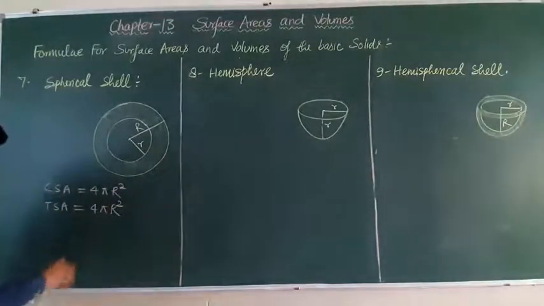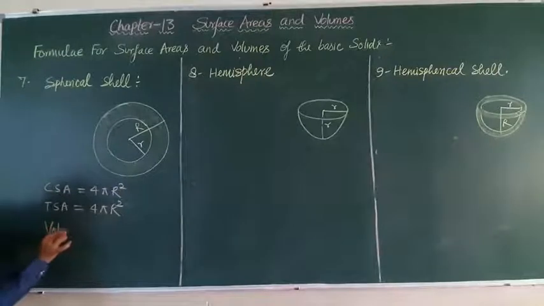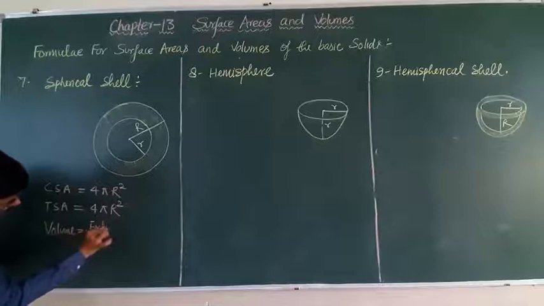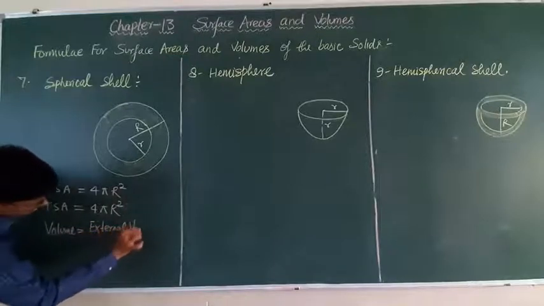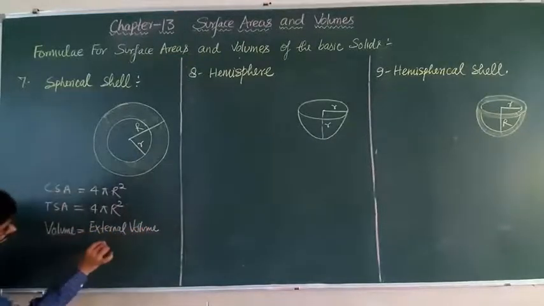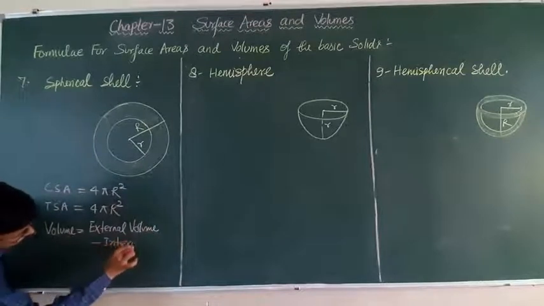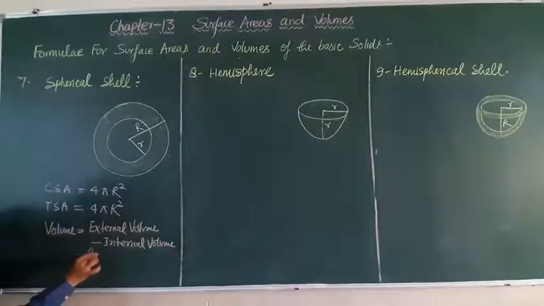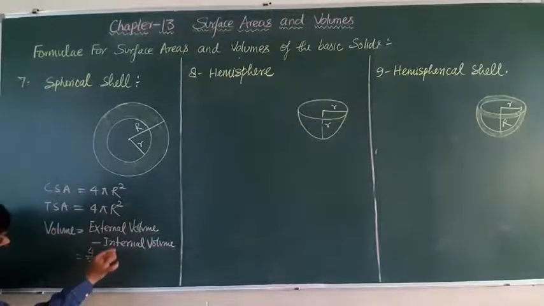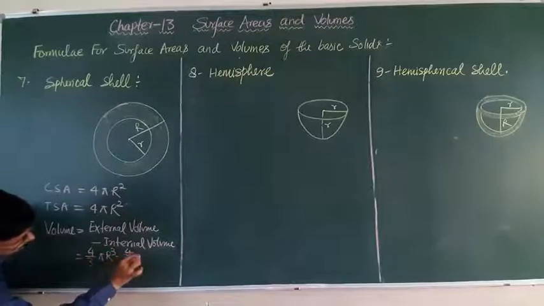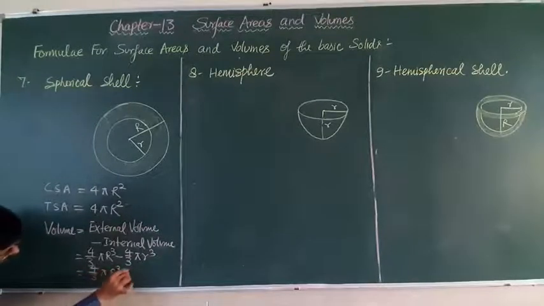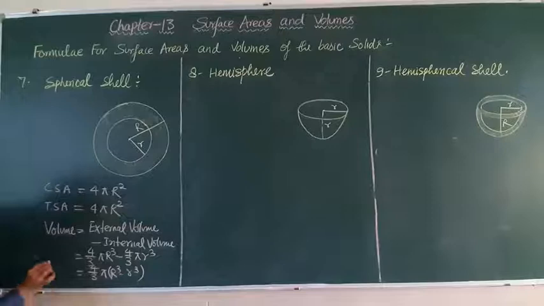Okay, next value means external value minus internal value. So that is what, 4 by 3 pi capital R cube minus 4 by 3 pi small r cube. That means 4 by 3 pi bracket capital R cube minus small r cube. Okay, that is the value.